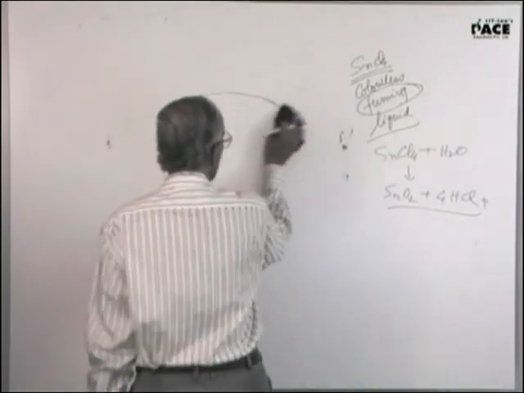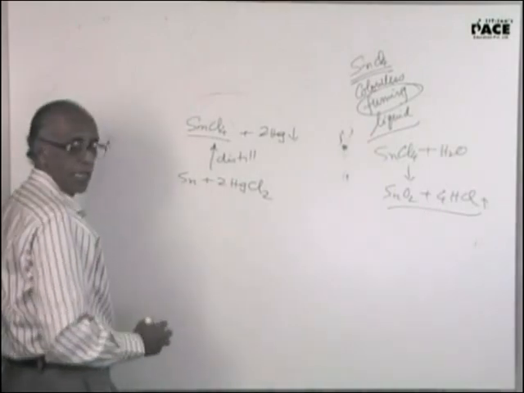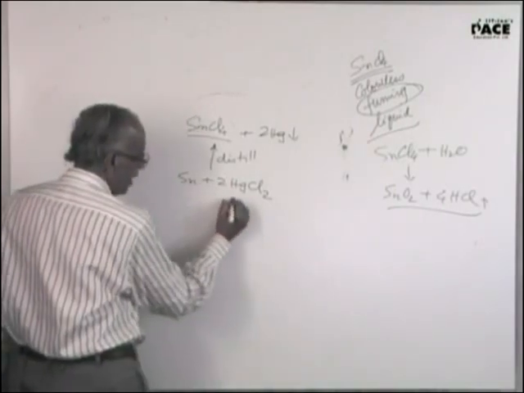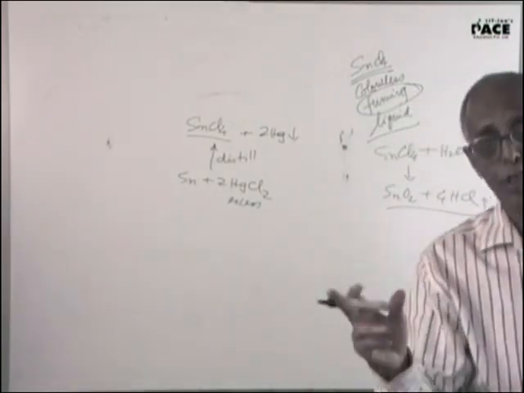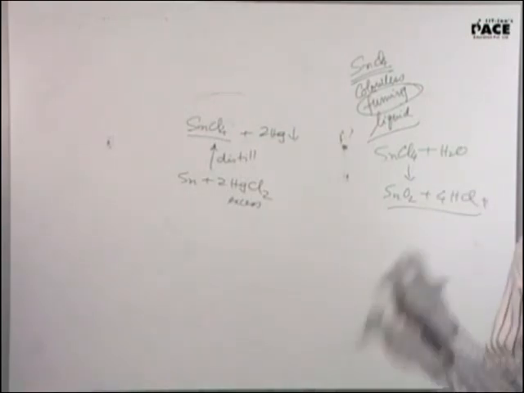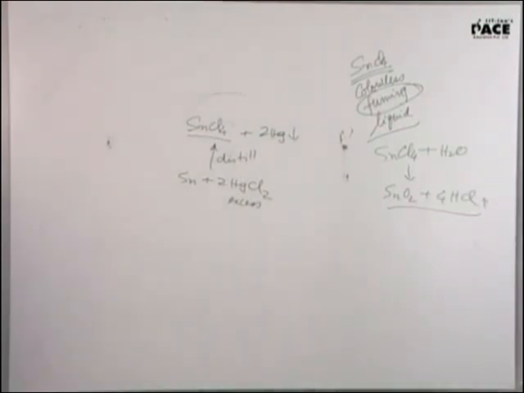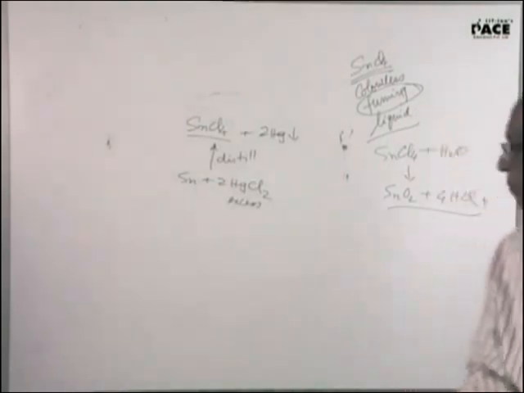Stannic chloride can also be prepared if you distill tin with excess of mercury chloride. When I use tin and mercury chloride 1:1, I get stannous chloride and mercury. When I take excess of mercury chloride, I get stannic chloride and mercury.